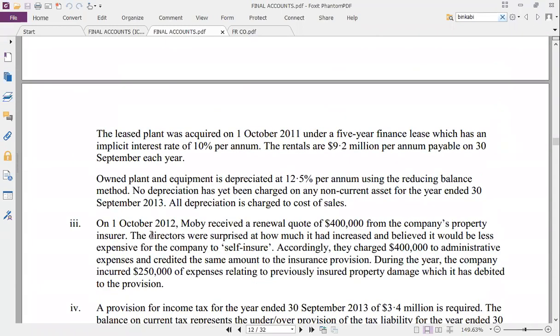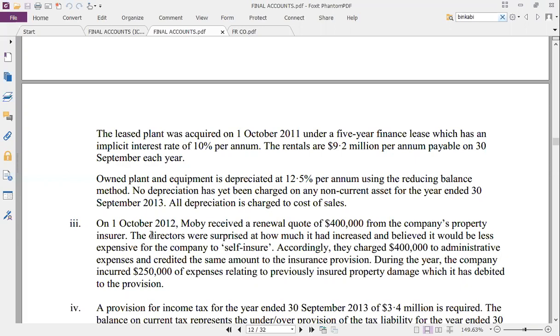The lease plan was acquired on 1st October 2000 under a 5-year finance lease, which has an implicit interest rate of 10% per annum. The rentals are 9.2 million per annum, payable on 30th September each year. This is in arrears. Okay, so lease, that is IFRS 16. How do you treat it?